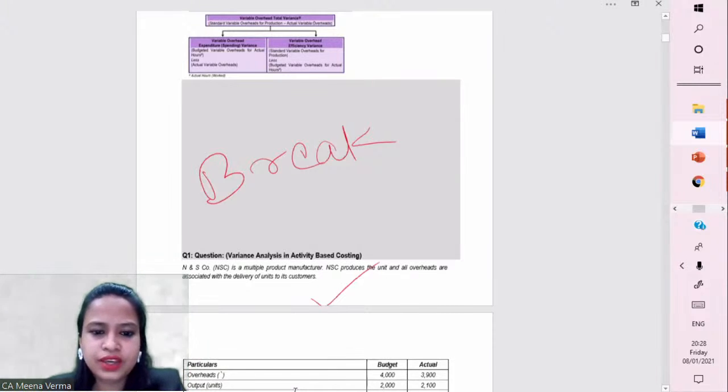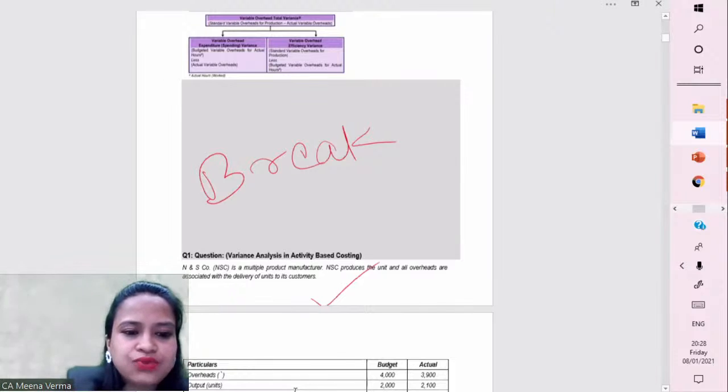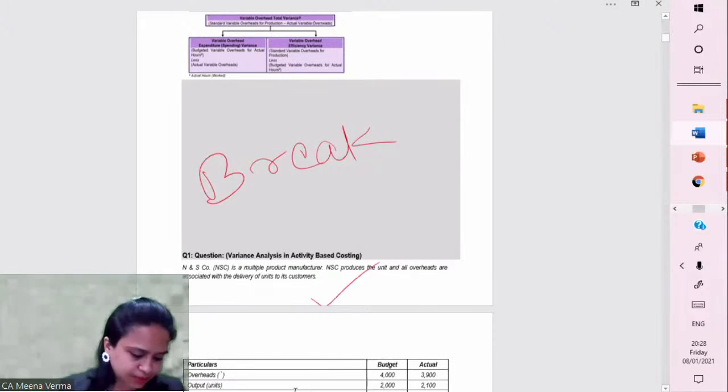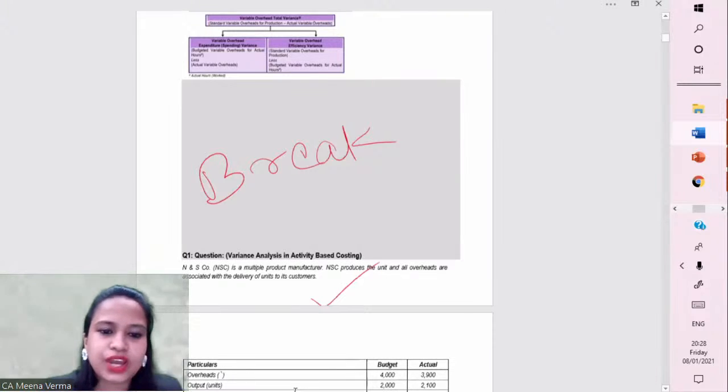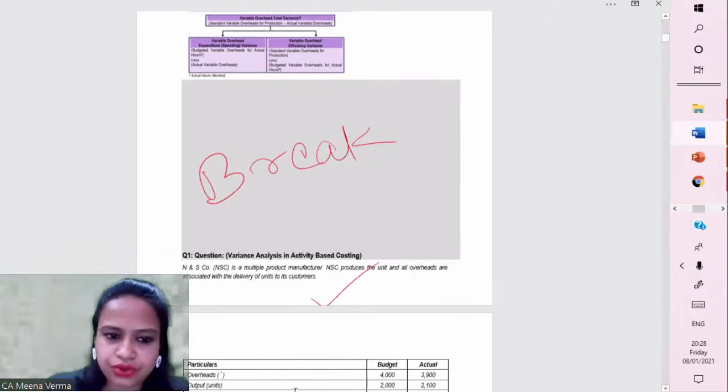Calculate the efficiency variance and expenditure variance for indirect material. This activity, indirect material. Try to calculate it. I'll extend today's class, but try to calculate it. I'll give you time. First, you try to calculate it. We have a formula. First, try to do it on your own, then I'll do it for you.